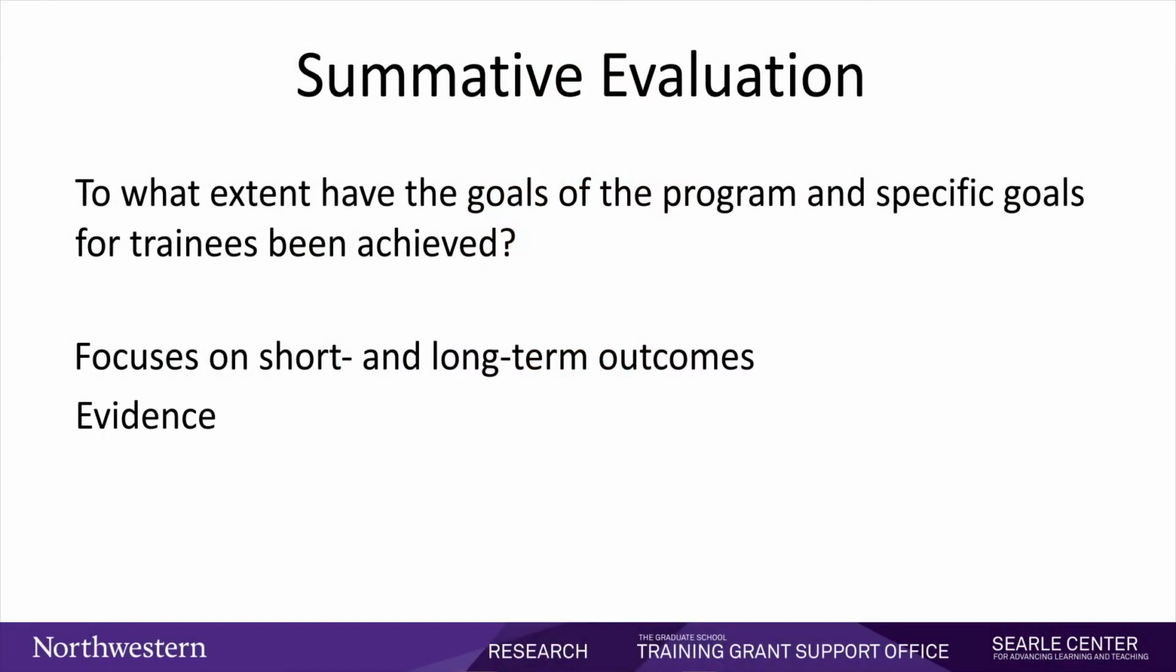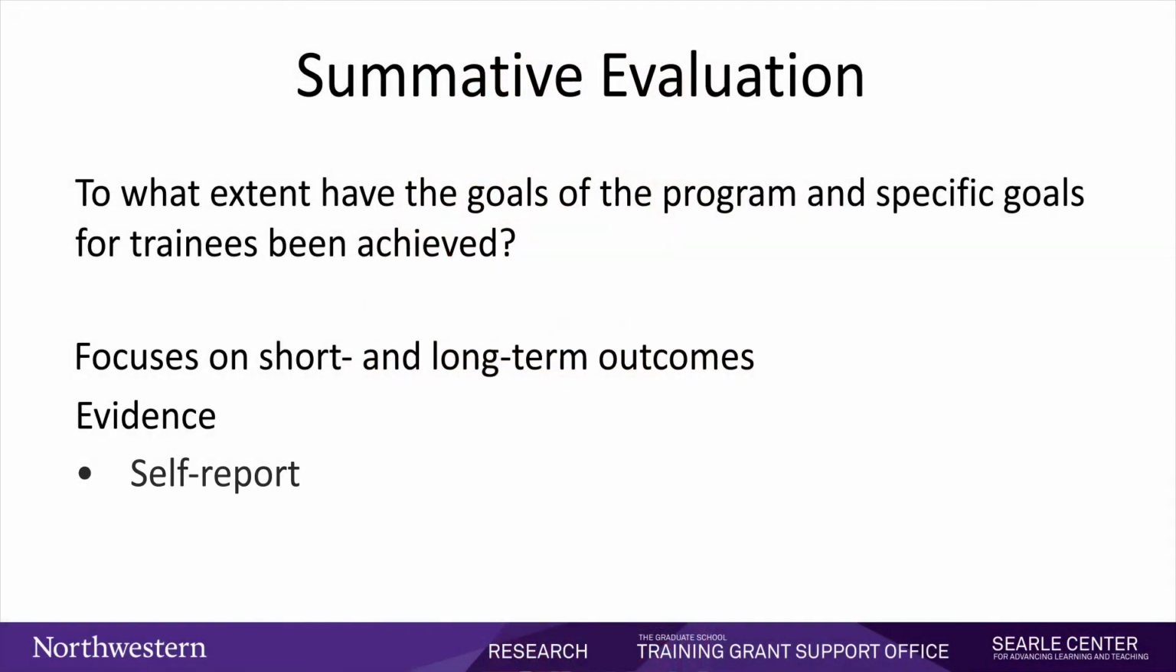Once the goals have been articulated, the next step is to collect evidence to assess the extent to which the goals have been achieved. This evidence can take several different forms. It can come from trainees' own assessments of their skills and knowledge. This is usually done via trainee surveys, and we often refer to this type of evidence as self-reported evidence.